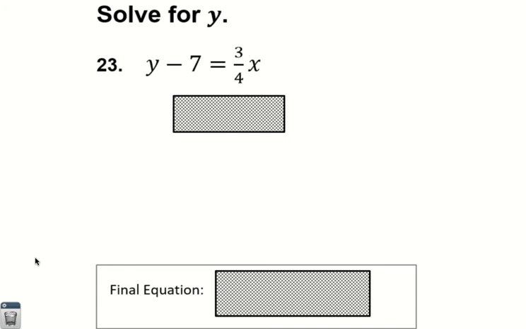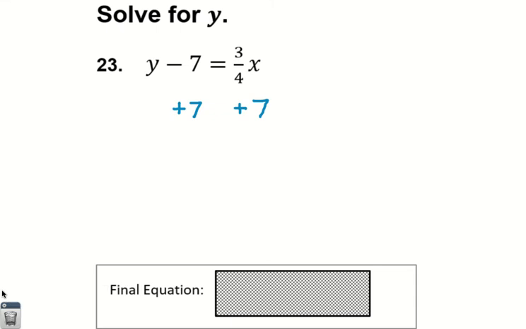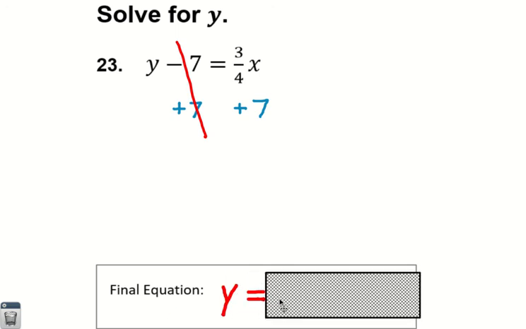Changing gears a little bit, we're going to be now solving for y, which means just get y by itself. All right? So is y by itself over here on the left? Nope. -7 right there. How do we get rid of this -7? We add 7 to both sides. So that'll get y by itself, right?